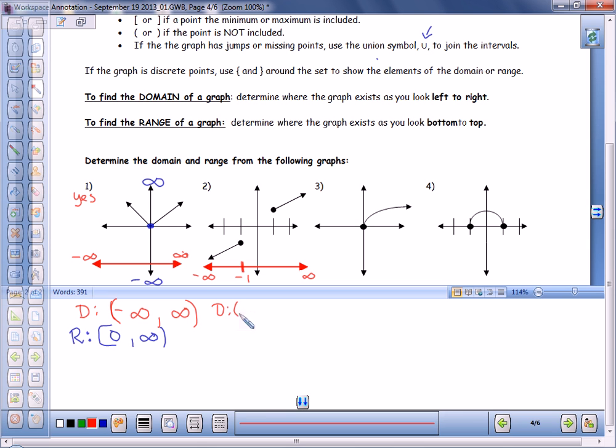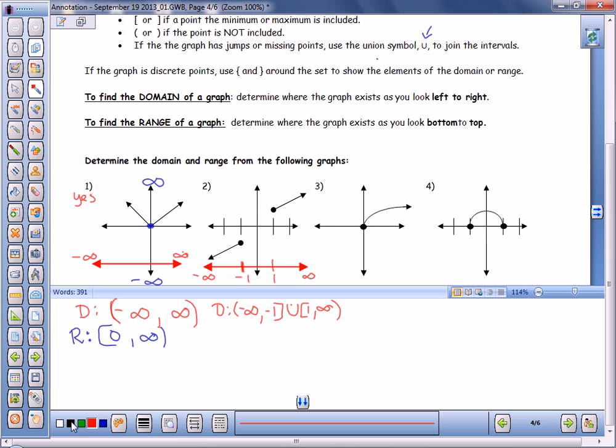Does it include the negative 1? Yes, it does. But then we have a jump in our graph. It jumps all the way over here to positive 1, doesn't it? And so we're going to union that with the interval from 1 to infinity, and it goes forever right. Do we write a V or U? That's a U. That's a terrible U, but that's much better. Okay, I forgot the tick marks on the vertical axis, so let's just go ahead and add some in at positive and negative 1.